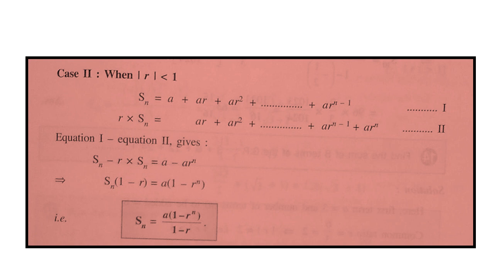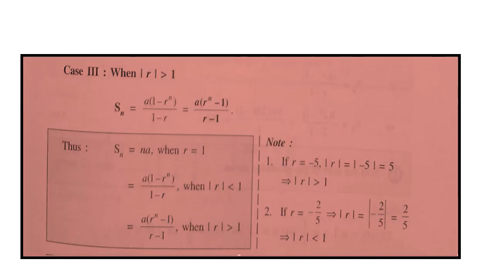So in case 1, if R is equal to 1, then the sum of n terms of a GP is n into A. If the absolute value of R is less than 1, then the sum of n terms of a GP is A into 1 minus R to the power of n by 1 minus R. Case 3 says that if the absolute value of R is greater than 1, then the sum of n terms of a GP is equal to A into R to the power of n minus 1 by R minus 1.